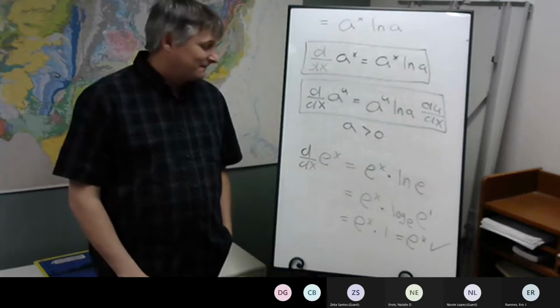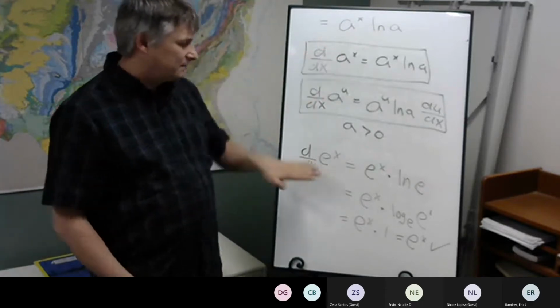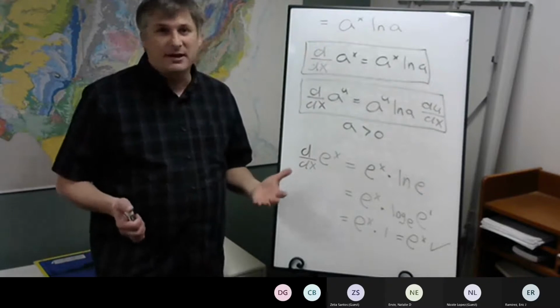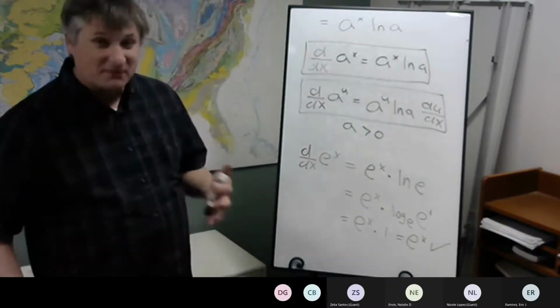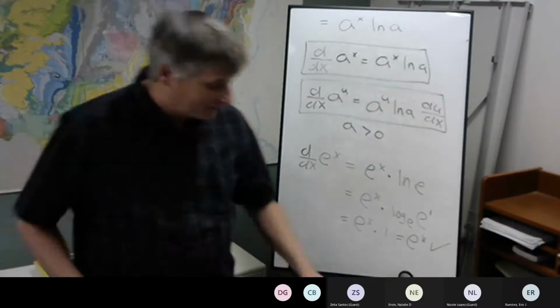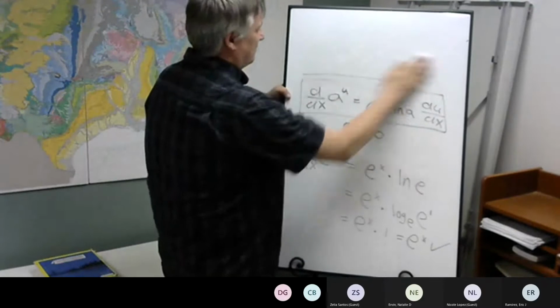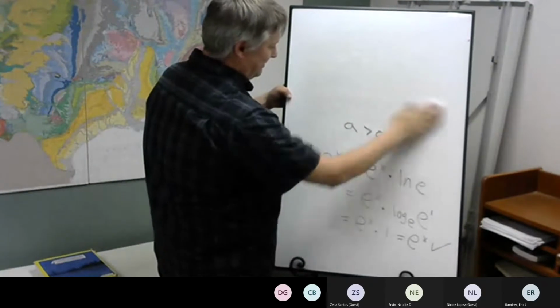Questions about that? So even with this new formula, it's still going to hold up for e to the x. We get the same result. So we have consistency here. All right. So let's take a look at this.